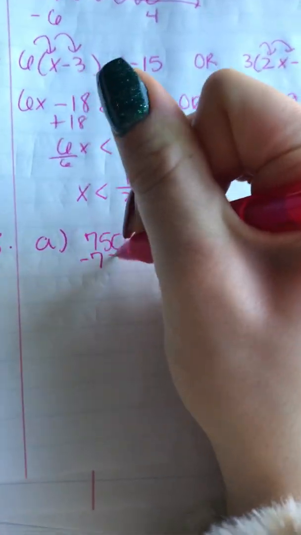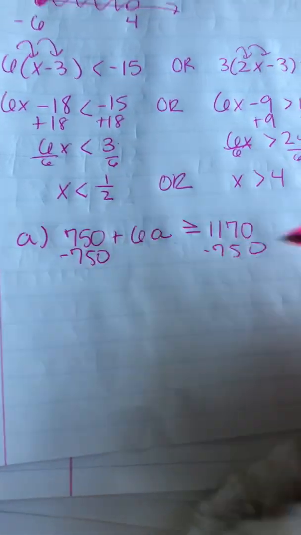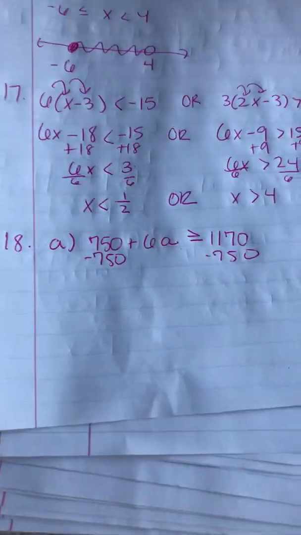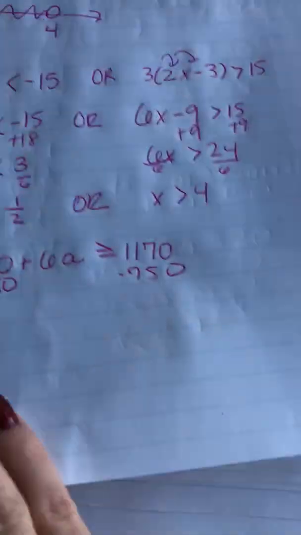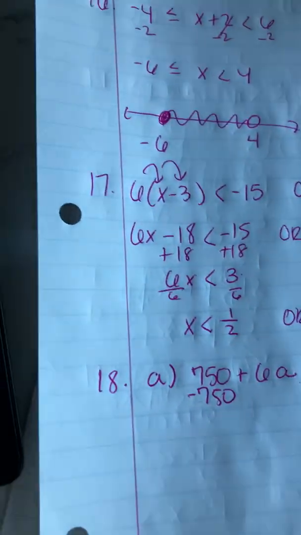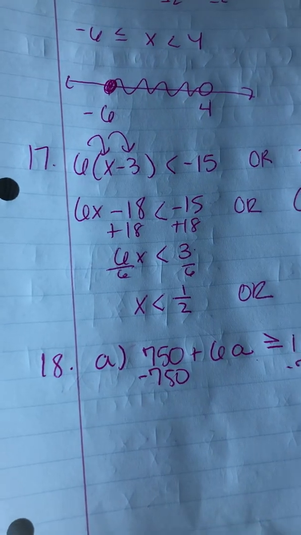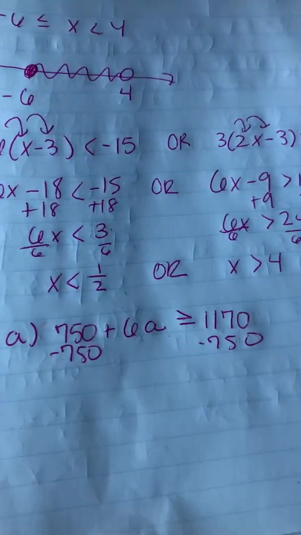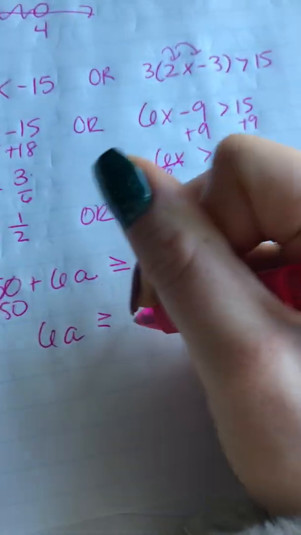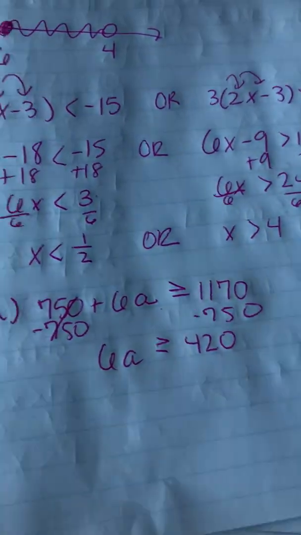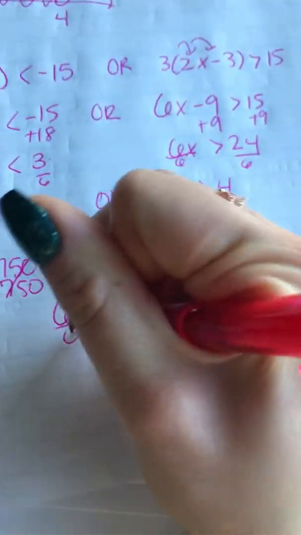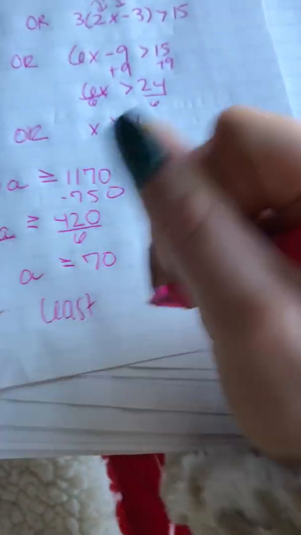So I'm going to subtract $7.50 on both sides. So I have 1,170 minus 750, which is 420. So I have 6A is greater than or equal to 420. I need to divide both sides by 6, and I get A is greater than or equal to 70. So they need at least 70 animals.